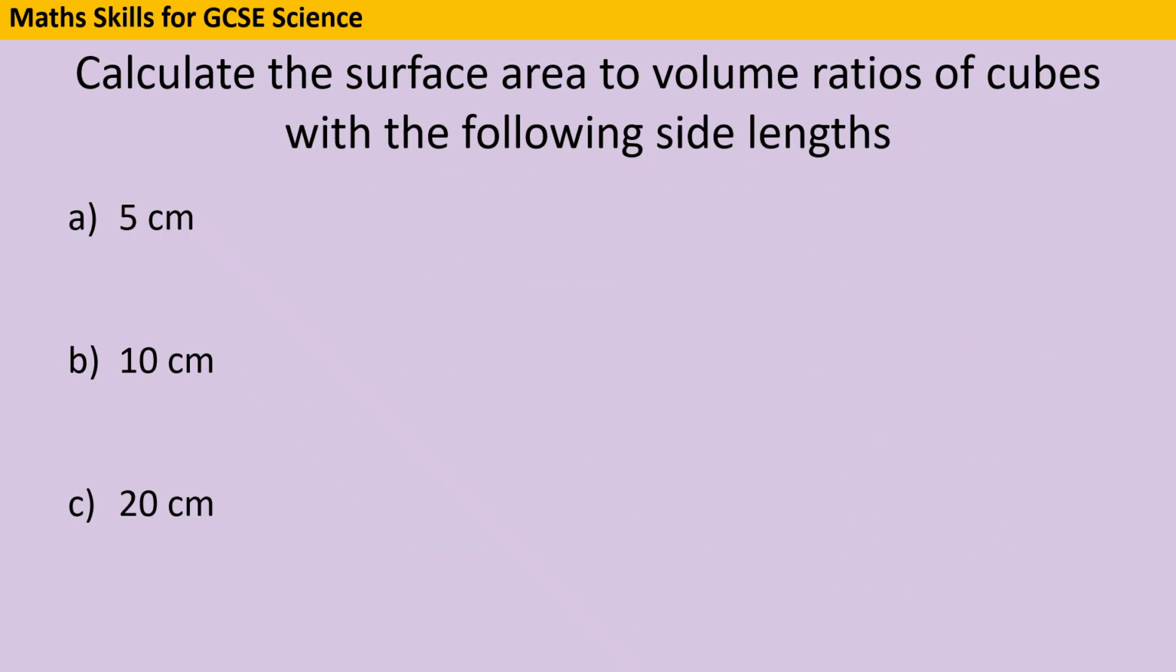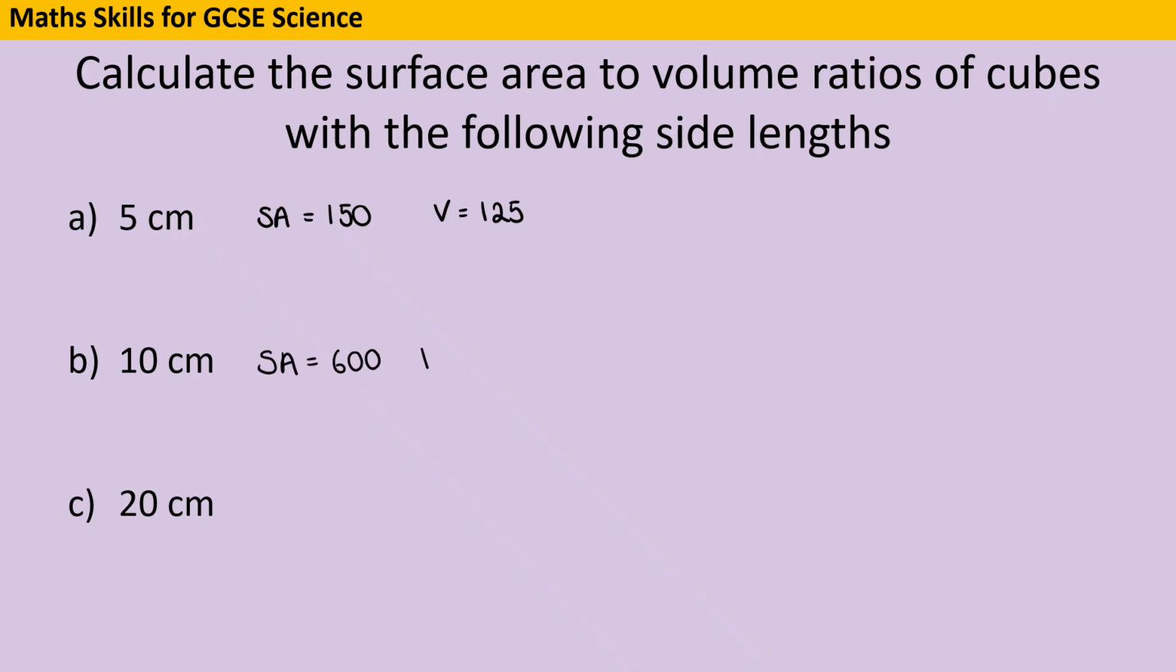So to finish off, we're going to go back to those cubes that we've previously looked at and figure out what the surface area to volume ratio is for each one. So we've already said that for a cube with a side length of 5, the surface area is going to be 150 and the volume is going to be 125. And you can probably see, looking at those numbers, that we're going to be dividing by 25 in order to get a simplified ratio.